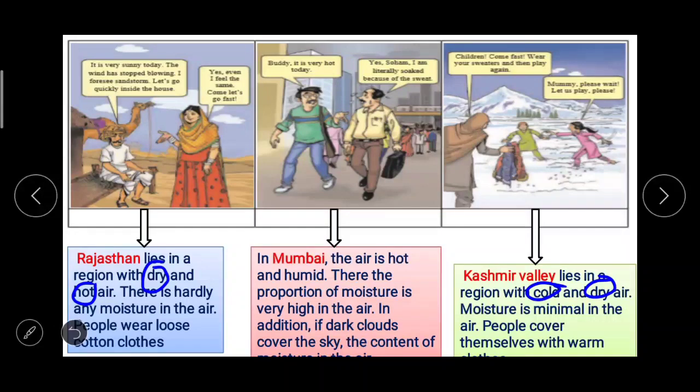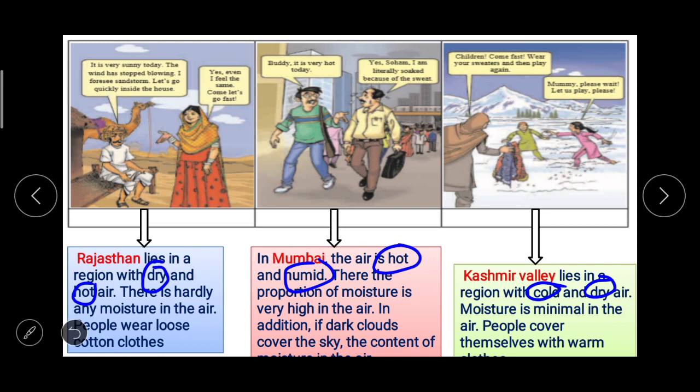And in Mumbai, the air is hot and humid. There, the proportion of moisture in the air is very high. In addition, if dark clouds cover the sky, the content of moisture in the air increases. And as we people are living in Mumbai, we experience this here.